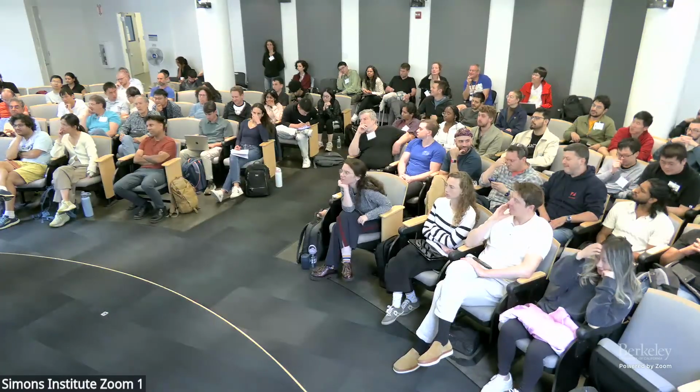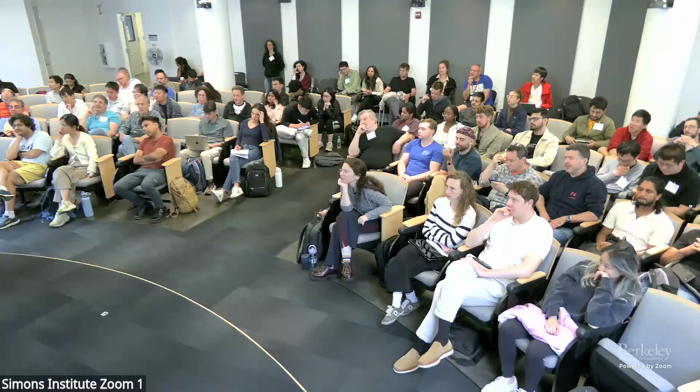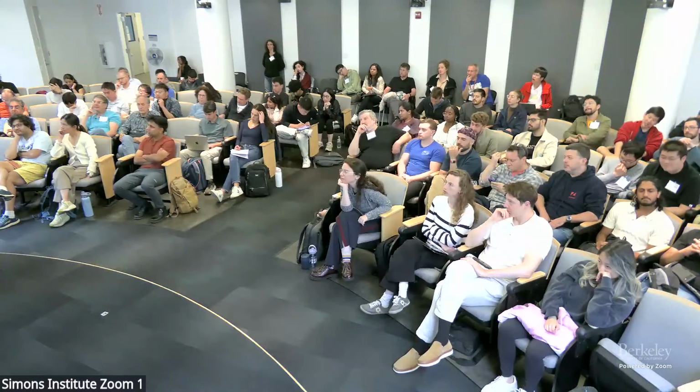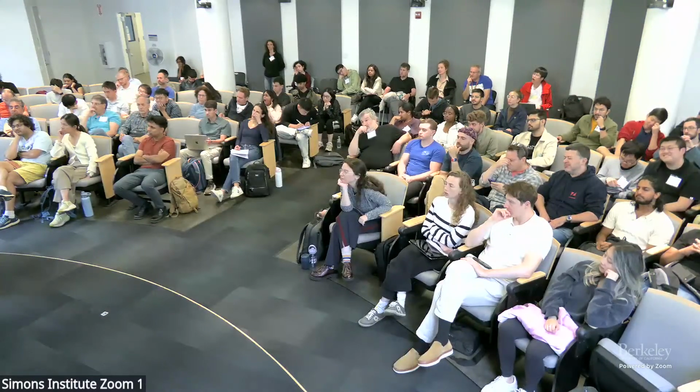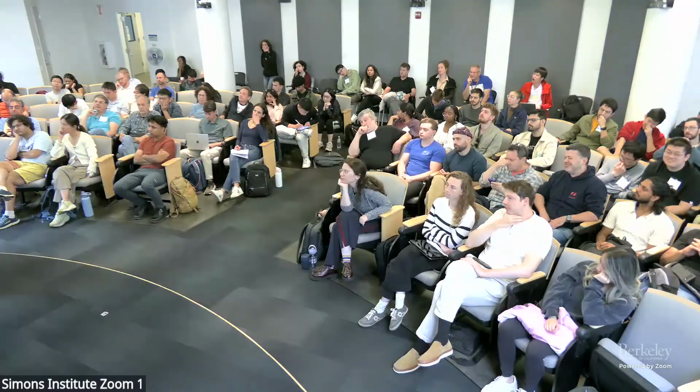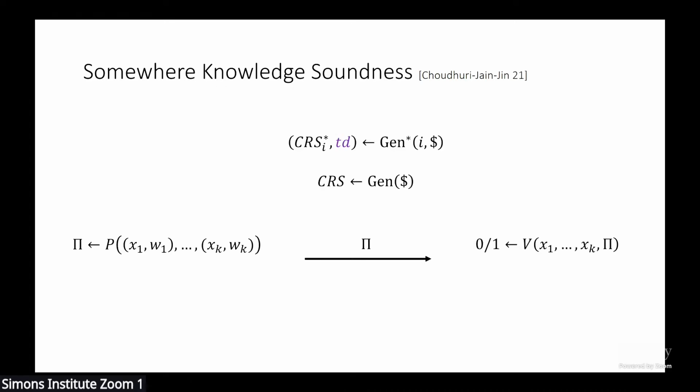As I mentioned before, just soundness is not enough. We need some sort of knowledge extraction. So let me explain what knowledge extraction looks like in the setting of somewhere soundness. We call this somewhere knowledge soundness, naturally. Syntactically, when we generate the programmed CRS, we're also going to sample it together with some trapdoor. And this trapdoor is what we're going to use for extraction.